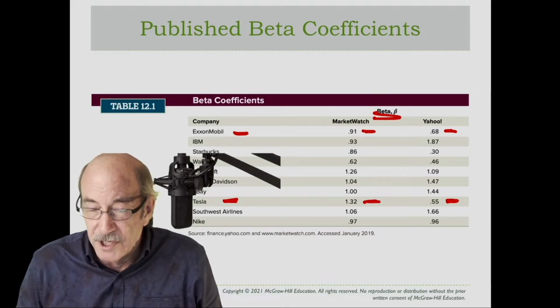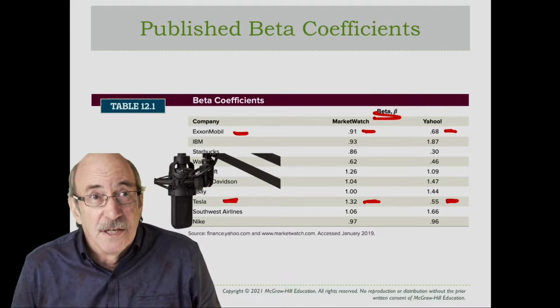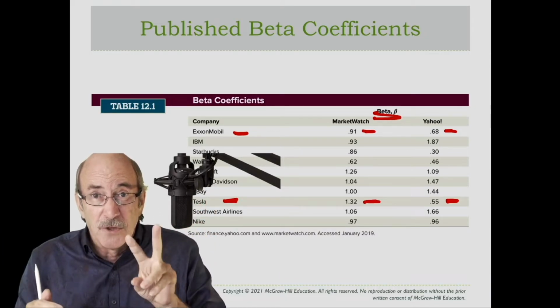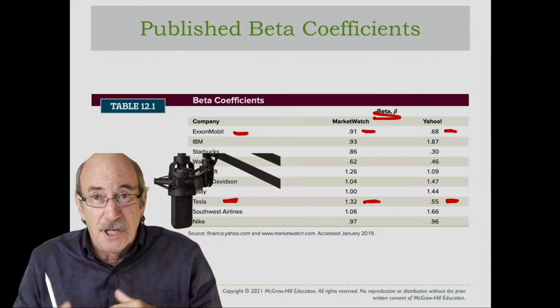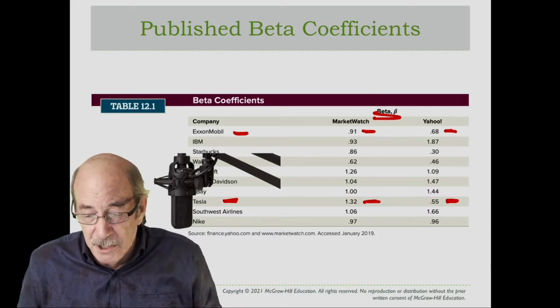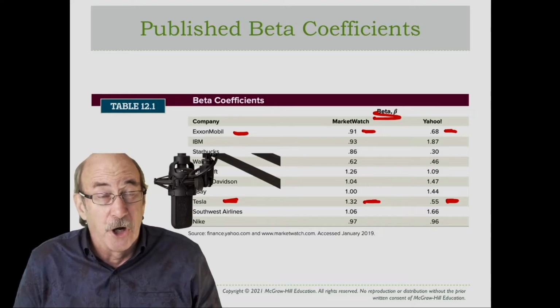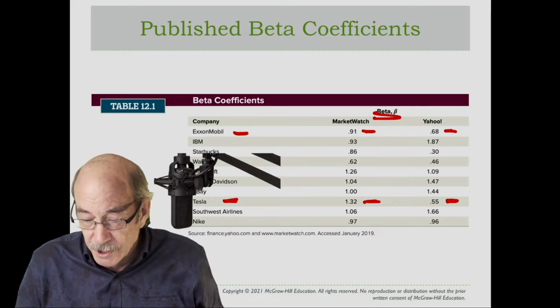It's an important thing to keep in mind that not every source is going to have the same beta. It could be because they used a different span. Could be that they used monthly instead of quarterly or quarterly instead of weekly, but you get the idea. Be very careful when you calculate your betas.